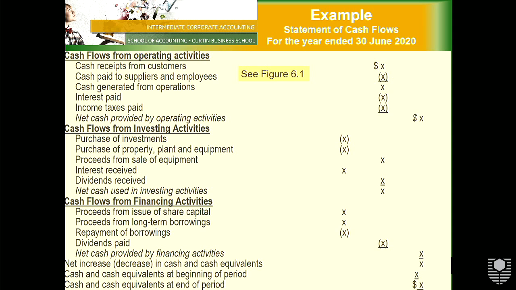Remember that at the end we have to total everything up. We work out whether we've got a net increase or a decrease. We've got to put in our opening balance. Remember, it could be positive or it could be negative if you've got a bank overdraft. And then whatever your balance is at the end must reconcile to your cash and cash equivalents.